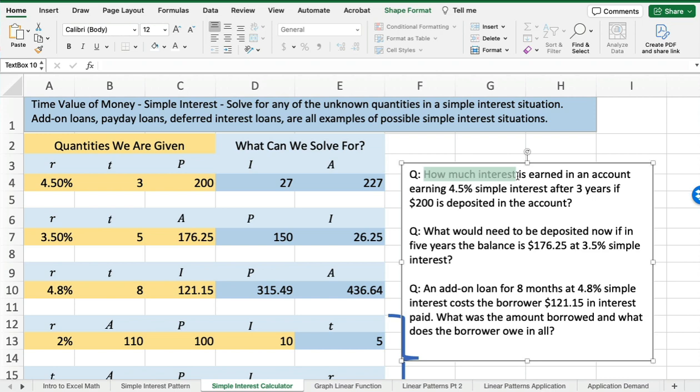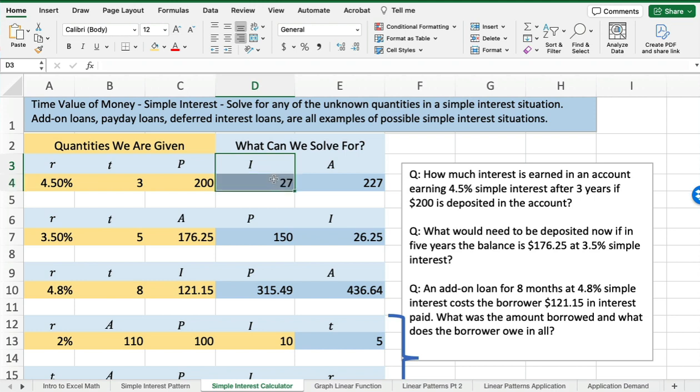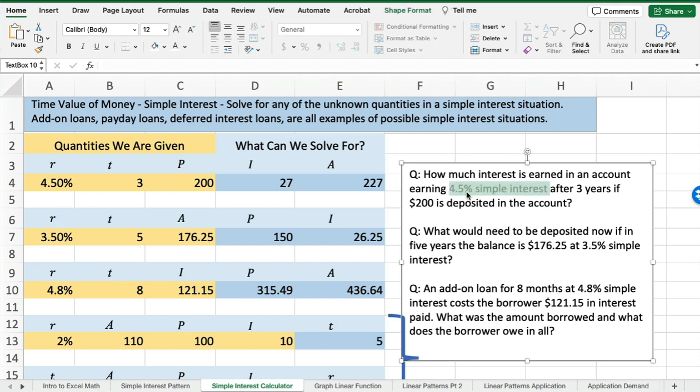So right away, we know that we are solving for I. So I is going in column D because that's the thing we're solving for. And then the interest rate is your 4.5%, and it is a simple interest rate. And time is 3 years.